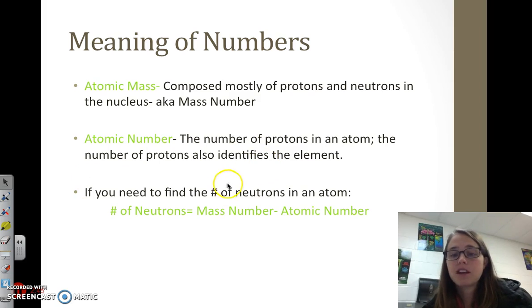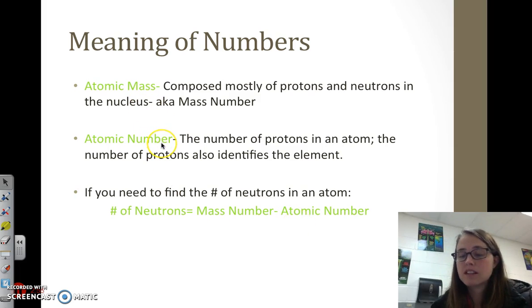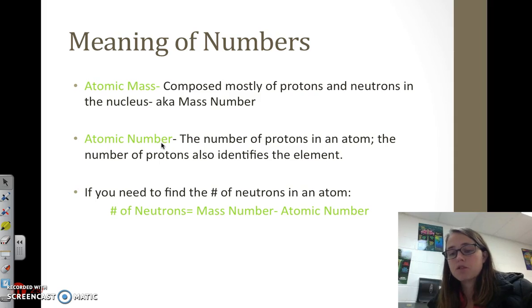If you need to find the number of neutrons in an atom, you can do the mass number minus the atomic number. So basically, using both the atomic mass and the atomic number, we can figure out the number of neutrons and the number of protons in an atom. We can also figure out the number of electrons if it is a neutral atom, if it is not a charged atom.